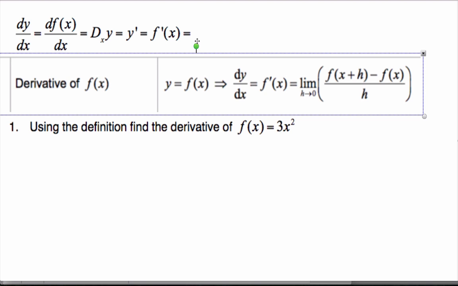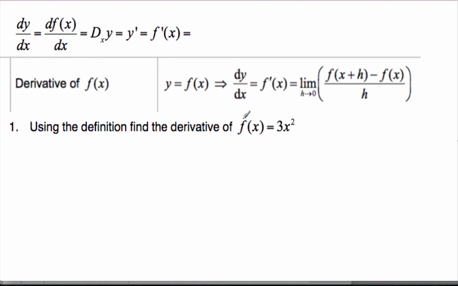Alright, and so now we want to use the definition to find the derivative. Now, using the power rule, we know the answer should be 6x. But we are told we have to use the definition, so we have to use this. Sometimes it's also called by first principles. That's another way it may be asked. So, in order to do it, we have to be good with our notation. Do not get sloppy with our notation.